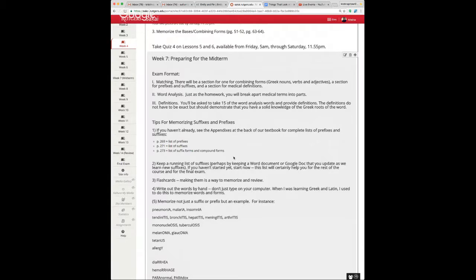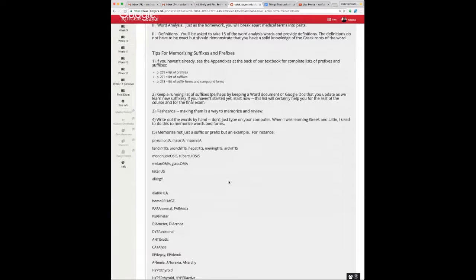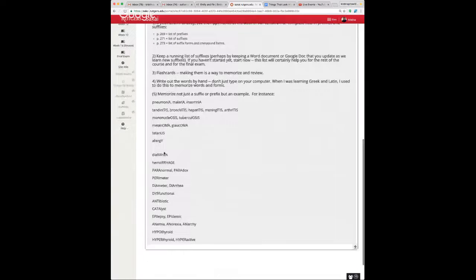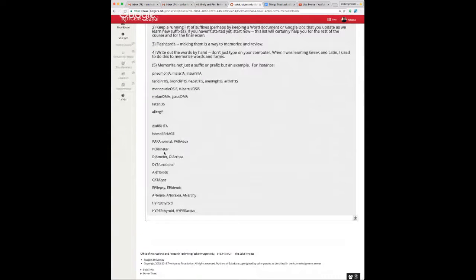Another suggestion is that when you're memorizing a suffix or a prefix, don't just memorize it by itself, like ia, itis, osis. I mean, you can do that, but it's often even more helpful to memorize the prefix or suffix when it's attached to a word. So especially if the word is a common word, like pneumonia, malaria, insomnia, you've all heard those terms, or tendinitis, or bronchitis, or meningitis, tuberculosis with osis, glaucoma, tetanus, you've gotten your shots, allergy, that is actually the suffix, the Y, or again, some other suffixes and also some prefixes, words like diarrhea or hemorrhage, paranormal or paradox.